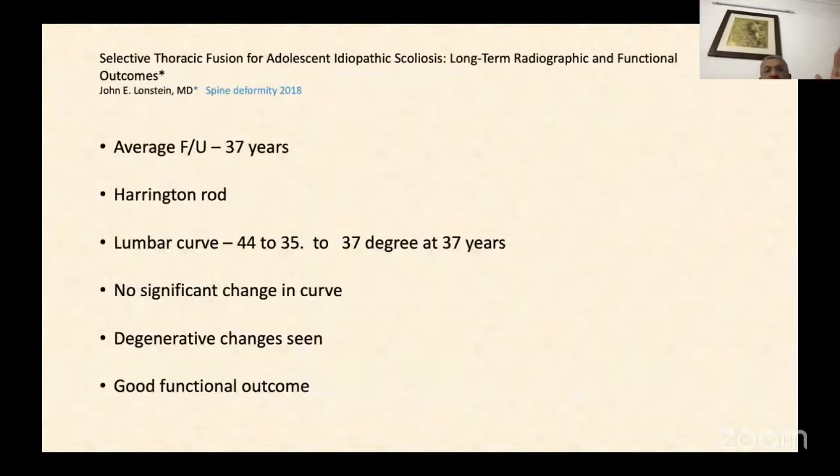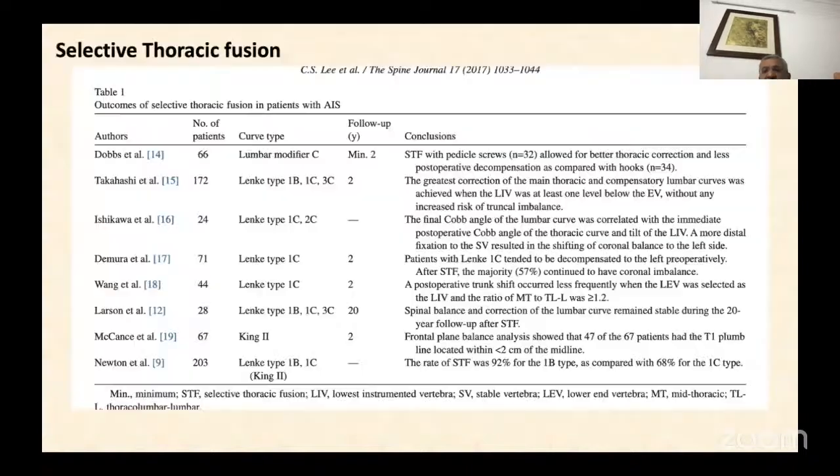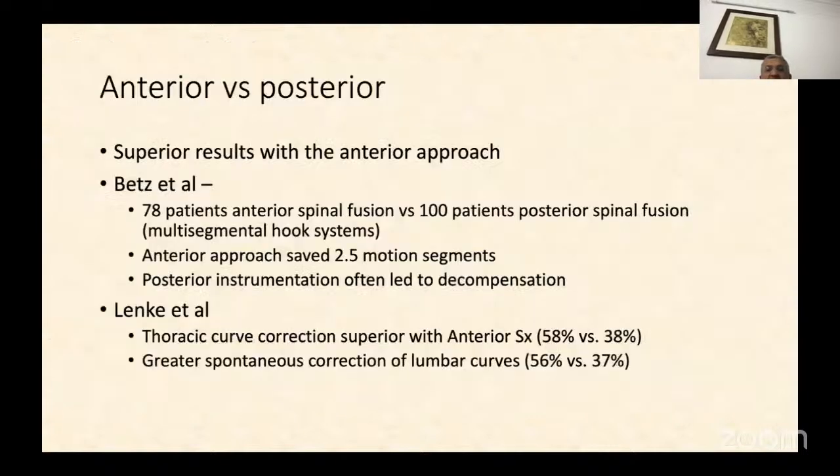And these results have been shown over a period of 37 years. This is one of the latest articles, published in 2018 by Lenke et al. Okay, this is an example from their series. I'm not going to speak much about this. The majority of the literature has shown that the spinal balance and correction of the lumbar curve remain stable for over 20 years. About 36% of thoracic correction is matched by 34% of lumbar correction. And that has been shown.